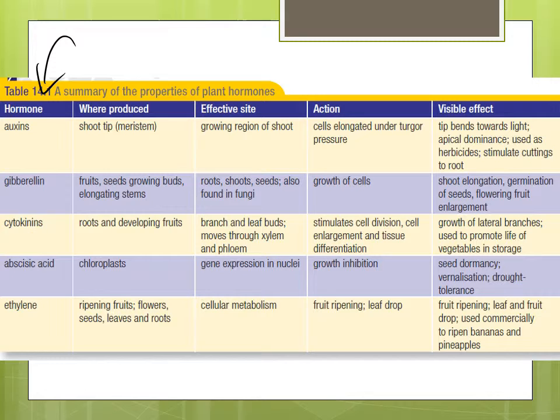So if we look at auxins, it's in the shoot tip, so it's in the top part of that plant, it's in the growing region of a shoot. That's its effective site, and it elongates cells under turgor pressure. Remember, that's that water pressure, turgor, water pressure. It causes the plants to bend towards the light. It causes apical dominance. It's used for herbicides and can stimulate the cuttings of a root. So if you were to cut a plant and then want to replant it, you would need to add some auxin. So I would suggest you copy this into your book.